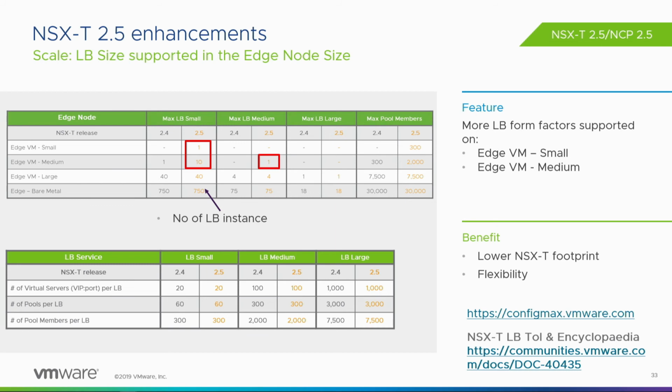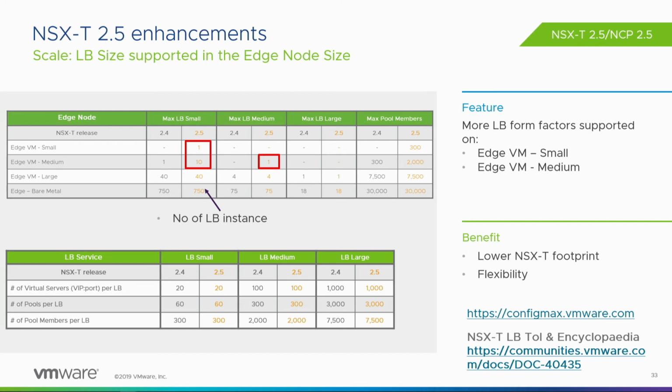On the bottom chart, you can see an example of the maximum number of virtual IPs that each load balancer instance supports. For example, in 2.4, it doesn't change much over here. Each small load balancer can support 20 virtual IPs, and in terms of pool numbers, it's 60, and 300 per load balancer.